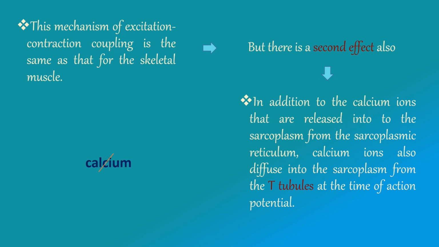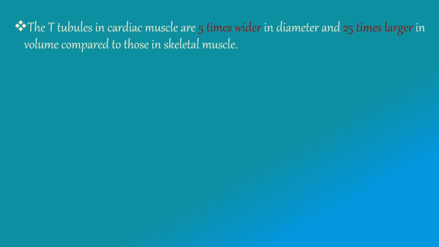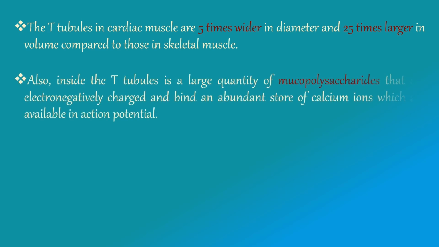Without the calcium from the T-tubules, the strength of cardiac muscle contraction would be reduced considerably, because the sarcoplasmic reticulum of cardiac muscle is less well developed than that of skeletal muscle and does not store enough calcium to provide full contraction. The T-tubules in cardiac muscle are 5 times wider in diameter and 25 times larger in volume compared to those in skeletal muscle. Also, inside the T-tubules is a large quantity of mucopolysaccharides that are electronegatively charged and bind an abundant store of calcium ions, which are available during the action potential.